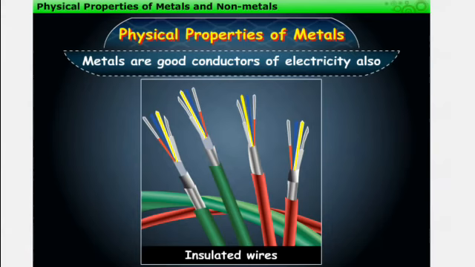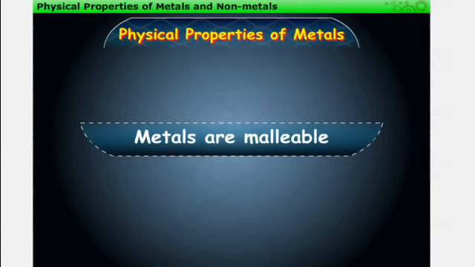Sodium and potassium have an exceptionally low density. Metals in general have a high melting point and boiling point. Sodium, potassium, mercury and gallium are exceptions.